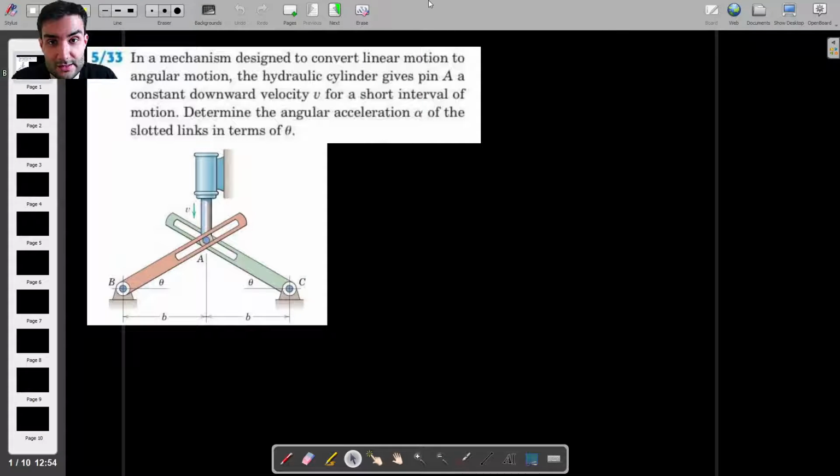Here's a rigid body kinematics question that is asking us to find the angular acceleration of, well, a rigid body, as you'll see in a few moments.